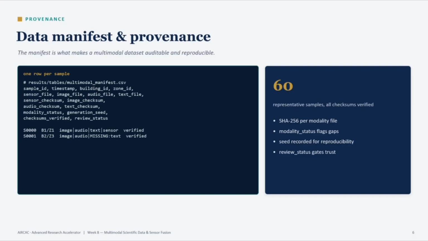SHA-256 is a cybersecurity method. It's used in cybersecurity a lot. It's a well-known method that we use in cybersecurity, but here we are using it to check the modality. We also record whether the modality is available, the random seed, and the review status.